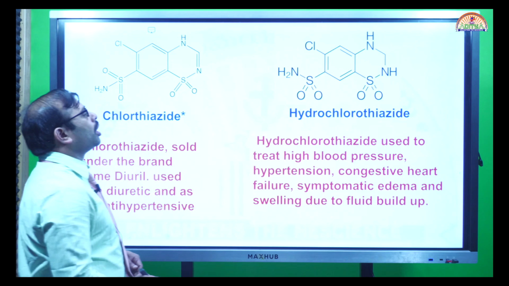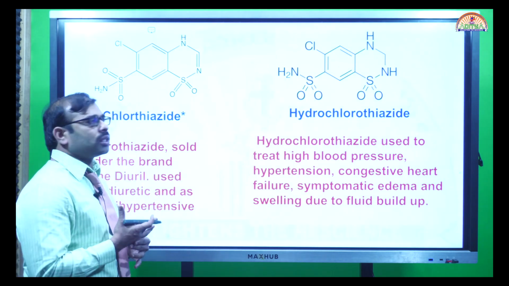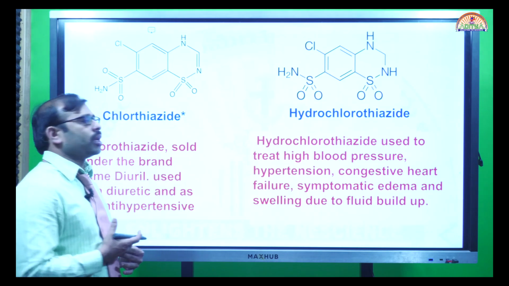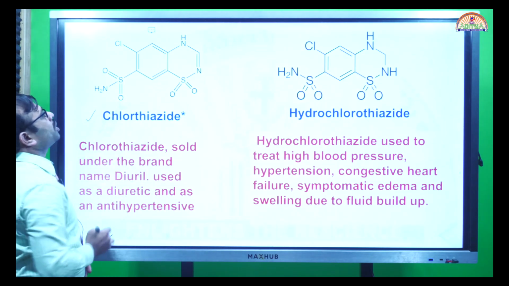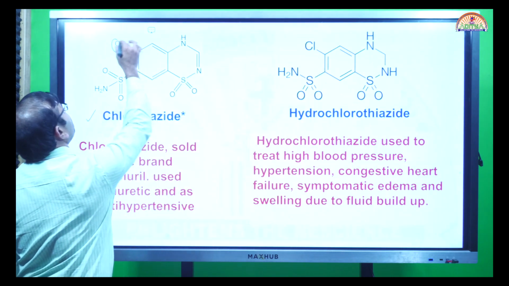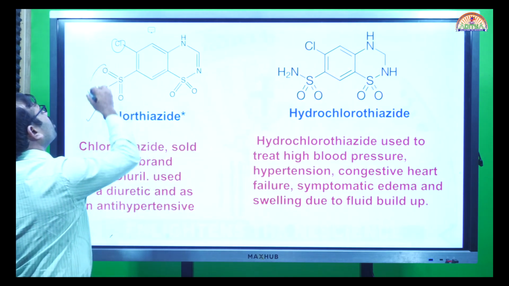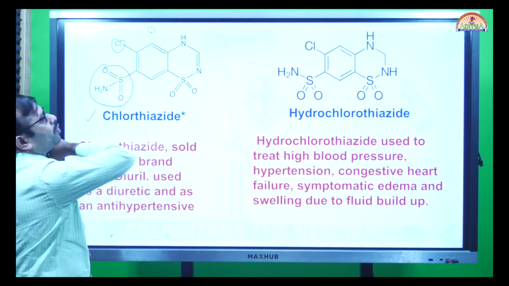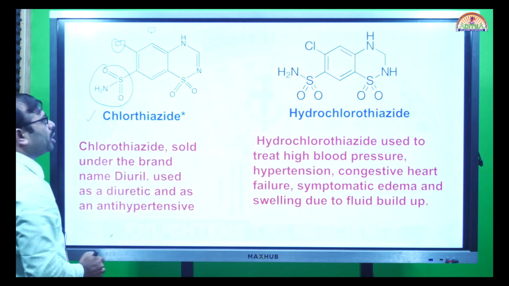Now we are going to learn one by one the thiazide diuretics given in the syllabus and their uses specifically. So the first one is chlorothiazide. We have seen the structure, right? It's a chlorothiazide derivative. There is a chlorine substitution at this position, followed by the sulfonamide. The sulfonamide is also very important and must be in the free form.